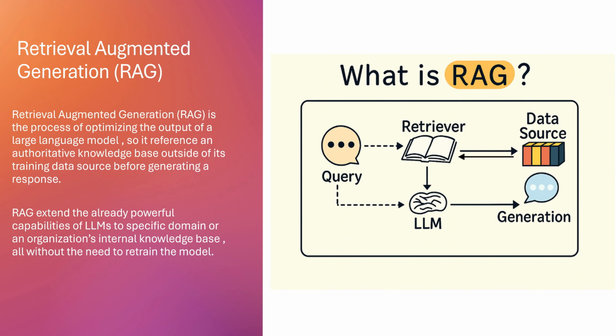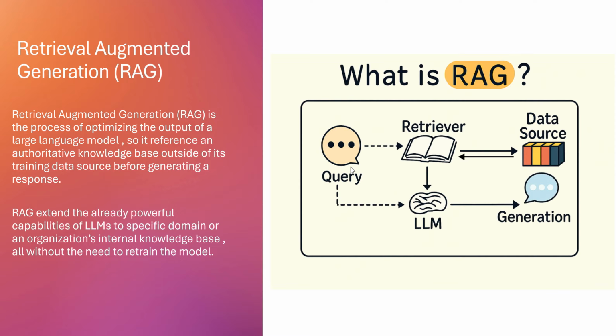Think of it this way: let's suppose we have the traditional LLM model. It is like a brilliant student who only knows what they learned in school, but RAG is like giving the student access to a perfectly indexed private library right before they answer a question. The key takeaway for RAG is that it extends the powerful capabilities of an LLM to a specific domain, like the company's internal documents.